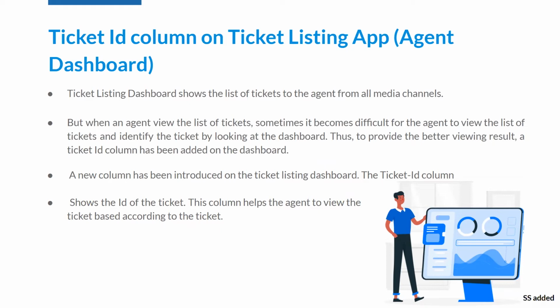Now, what this feature does is it shows the ticket ID, which is the unique identification of any ticket or interaction, in a separate column. Now, this makes the agent's job easier because now it's easier to spot the ticket ID.